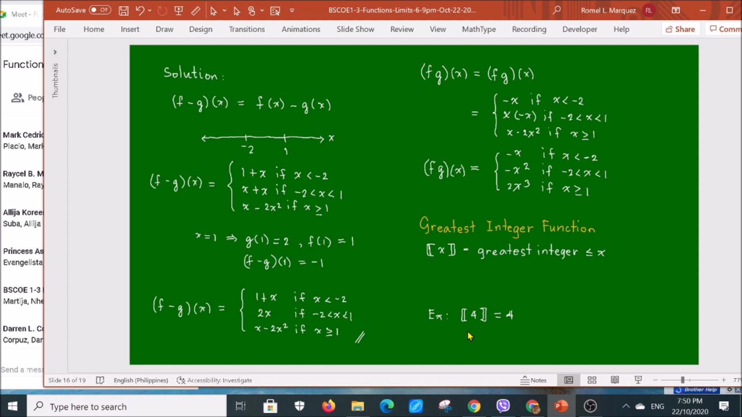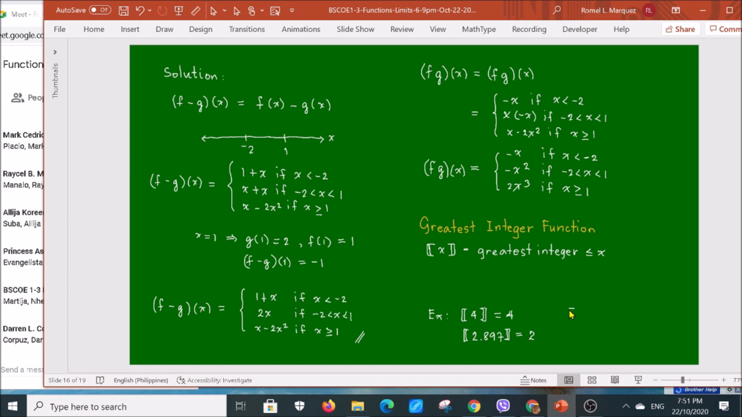But if you have a decimal, let's say the greatest integer of 2.897, what is the answer? The greatest integer less than or equal to 2.897. Pinakamalaking integer, pero dapat less than or equal sa 2.897. Possible ba yung 3? Hindi naman, kasi hindi less than sa given. Dapat less than or equal. So, ang possible is 2.